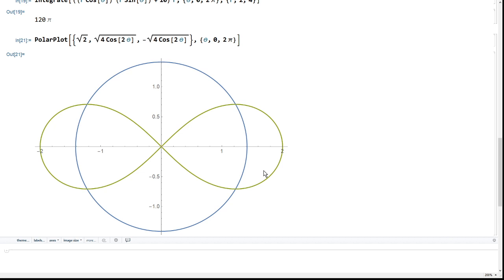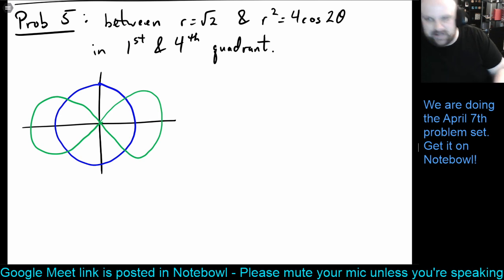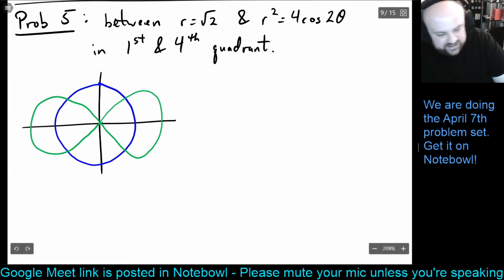So I'm gonna redraw this real quick. Not too terribly. All right, let's come back over here. An attempt was made at drawing this. So we're interested in this area right here. All right, we're interested in that area.